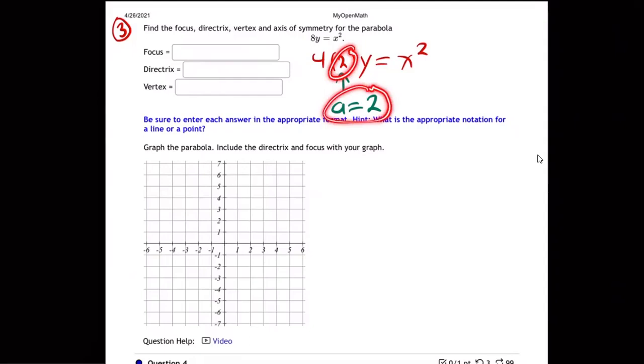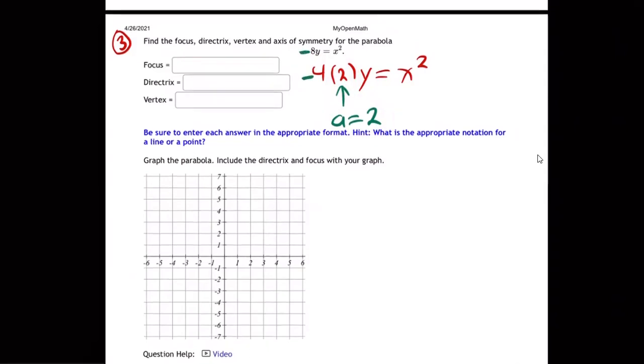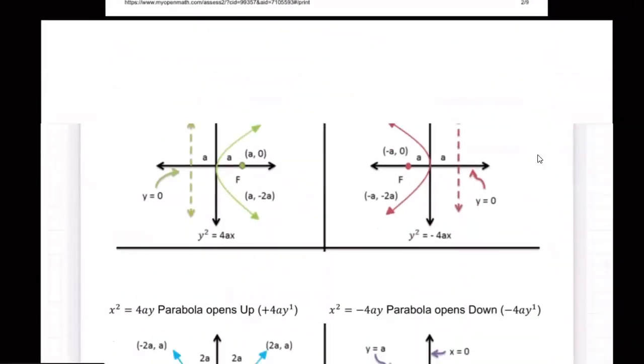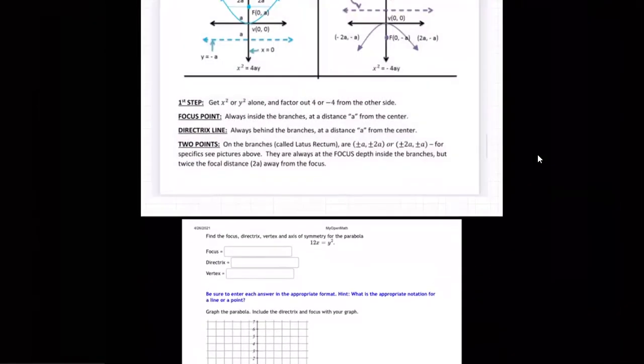Okay, so that's one. If 8 was negative, would you just take a negative 4 out? Exactly. Yeah, that's right. So if this was negative 8y, I would just, in fact, let's do that. That'll make it more fun. I would just totally take out negative 4. A would still just be 2. Exactly right. Good job. You've got it. Thanks for that clarification.